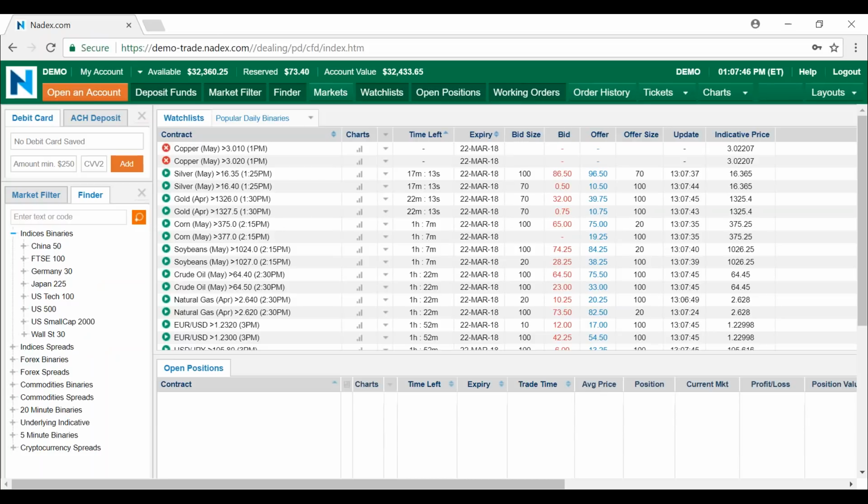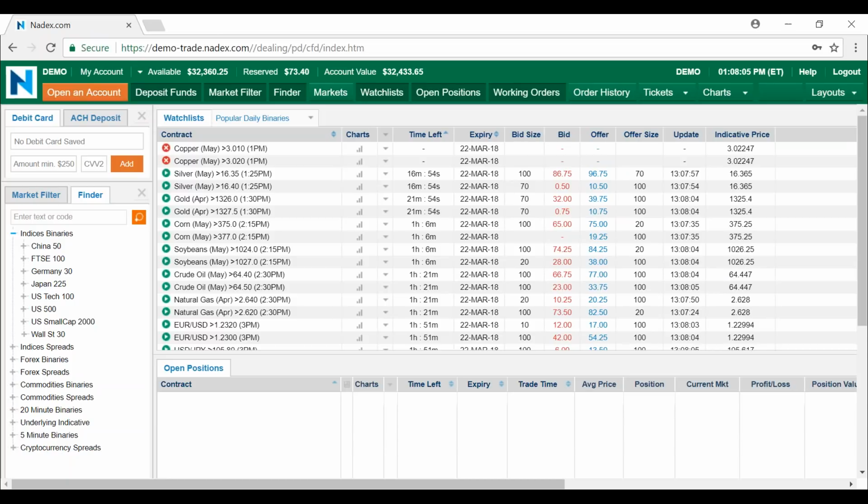Let's just start from the top. We've got the China 50, the London FTSE 100, the German FDAX, and the Japanese Nikkei. So these first four here are international, overseas indices.